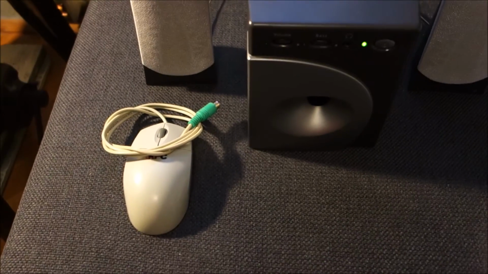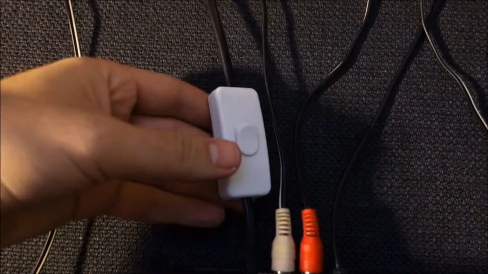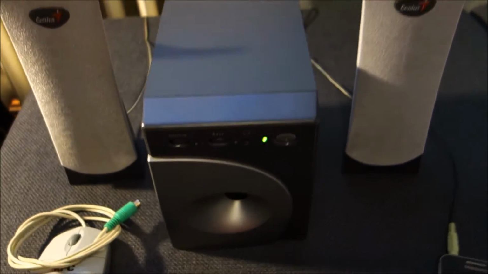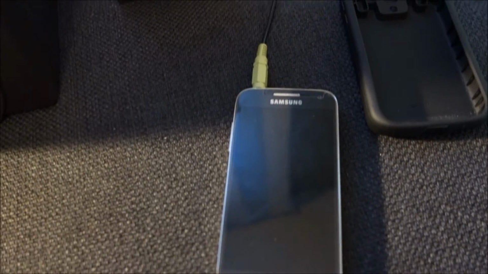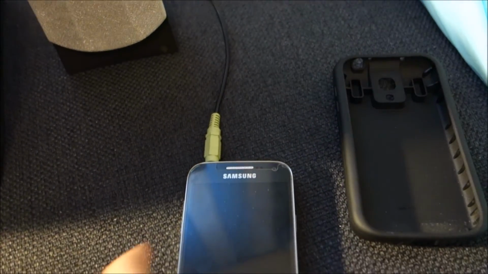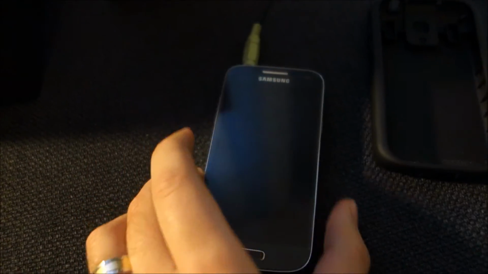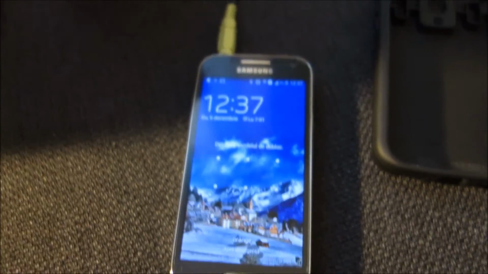Okay guys, mostly finished as you know. Speakers finished. Here we have the switch. And I've connected the satellites and yeah, let's do a quick test. Of course I had to take out the case from my phone. I'm still with the Zero Lemon battery because this is a pretty big plug and it doesn't fit the hole in the case. Yeah, so what can you do?